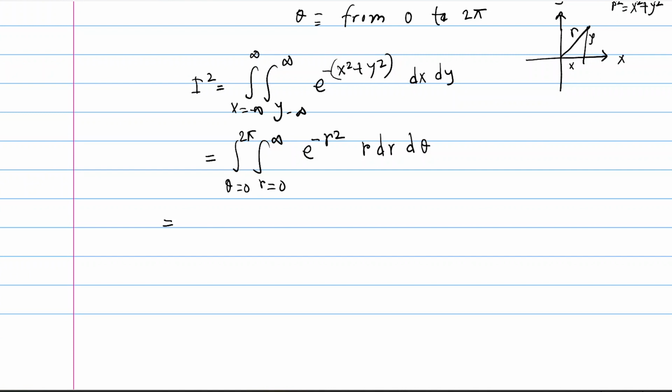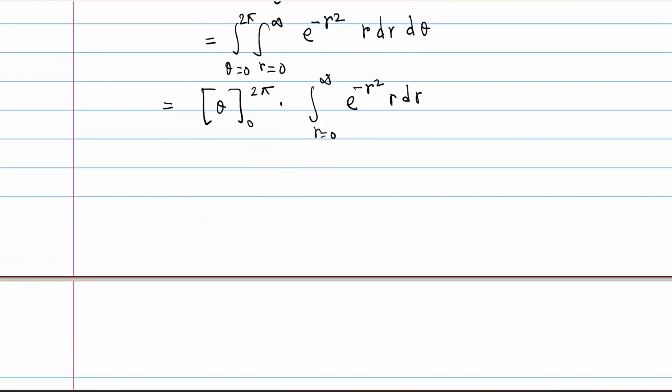We can integrate for theta separately, theta from 0 to 2 pi, times the integral for r from 0 to infinity of e to the power negative r squared r dr. How are we going to evaluate the integral of e to the power negative r squared r dr from 0 to infinity?